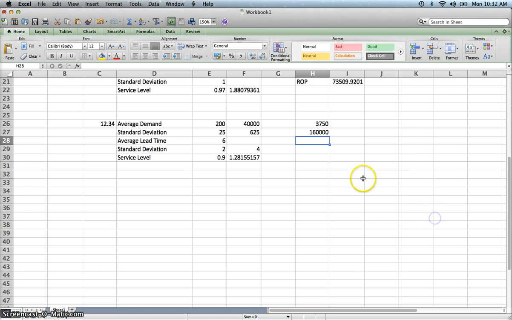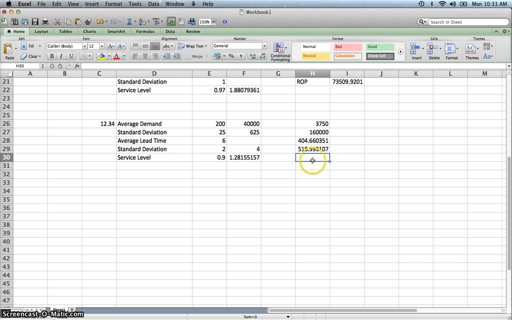We then add those two together, and we're going to take the square root of those. So SQRT is how we do square roots in Excel. We pull up that function, and it's this plus this, close parentheses. So add those together, take the square root of those. That gives us 404, and then of course we need to do the 1.28. So let's do this last part here. The z-score, given our service level of 90%, times that.